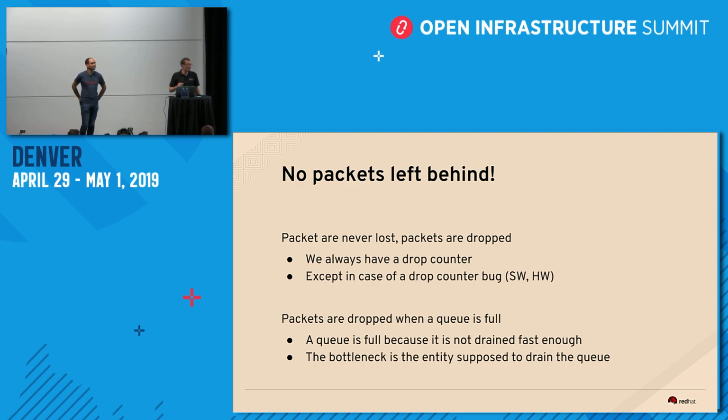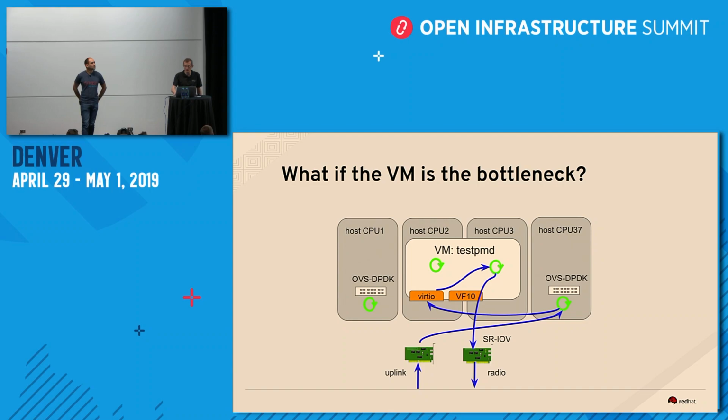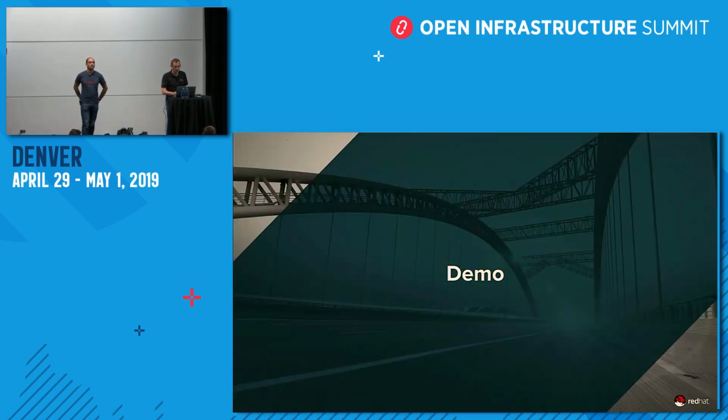And why is the queue full? Because the software entity in charge of draining the queue is too slow. That's a bottleneck. For instance, here, if my VM is a bottleneck, I'm going to see drops on the virtio interface, and I'm going to have a drop on the host, on the TX queue of the corresponding virtio interface.